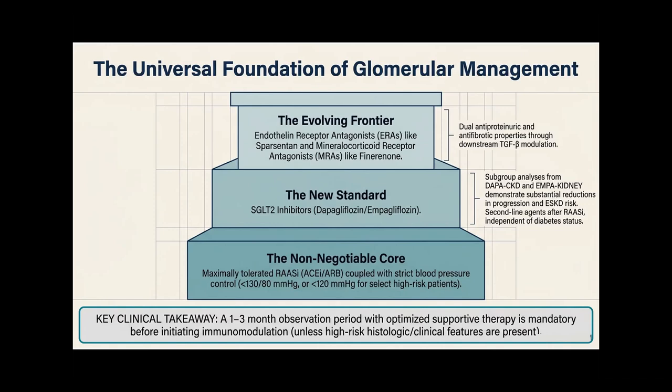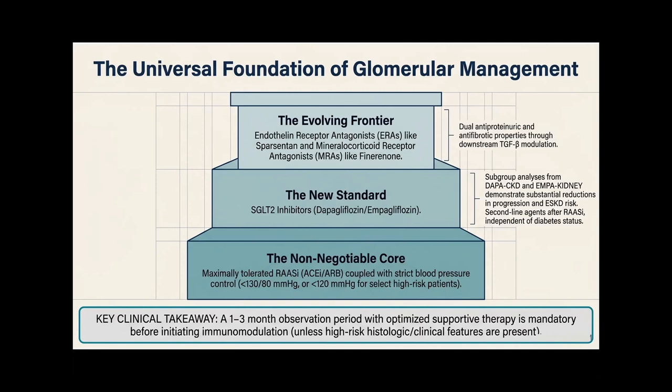Then, what is the new extra standard of care I can add? SGLT2 inhibitors. Why? The subgroup analyses from the DAPA-CKD and EMPA-Kidney trials demonstrated a substantial reduction in the progression to ESRD. These are second-line agents after the RAS inhibitors. So, selected patients should get SGLT2 inhibition also.